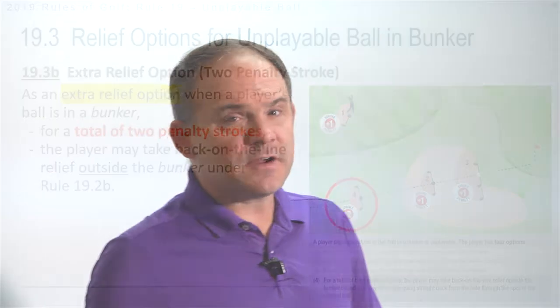So this is a very severe penalty to do this. Your other options are still available. Number 1, you can go back where you last played from. It's only a 1-stroke penalty. Options 2 and 3 are still a 1-stroke penalty, but it must be noted that with options 2 and 3, the ball has to stay in the bunker. So if we're taking back on the line relief inside the bunker for a 1-stroke penalty, we keep the ball in the bunker. If we take the lateral relief, we keep the ball in the bunker for a 1-stroke penalty as well.